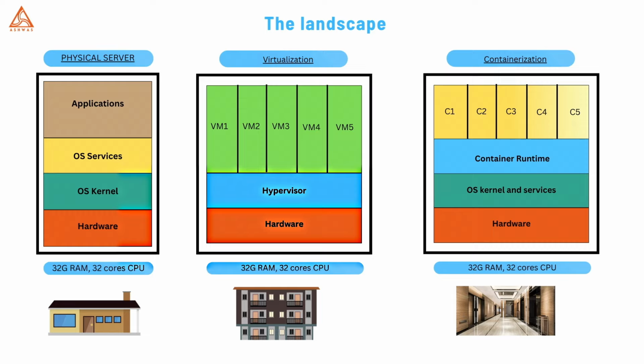So think of it as you have a big chunk of server, the same 32 gig RAM and 32 core CPU. With the kernel and services, you have a container runtime shared by all the containers. So in our case, for example, the amenities like the gym or the restaurant space will be shared by all the guests of that hotel. But yet they will have their own isolation when they return back to their room.